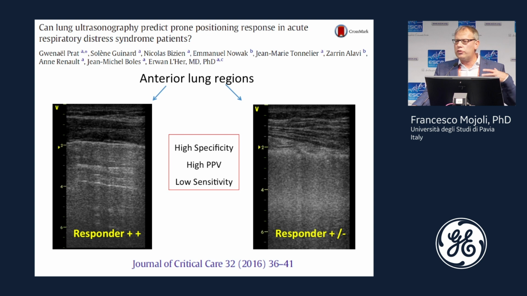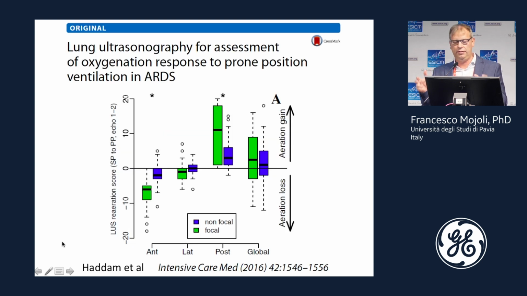Interestingly, patients with almost normal aeration in the anterior lung regions are poor PEEP responders, but positively respond to prone position in most cases. And these patients with focal disease, focal lung morphology, experience more re-aeration of the posterior dependent part of the lung when in prone position compared to patients with a more diffuse disease.